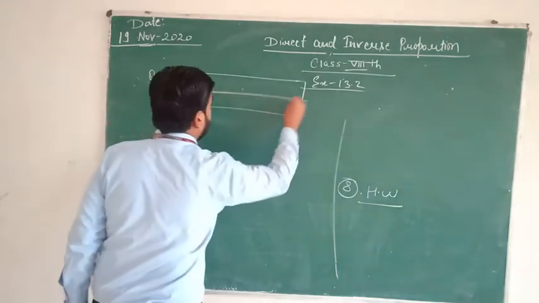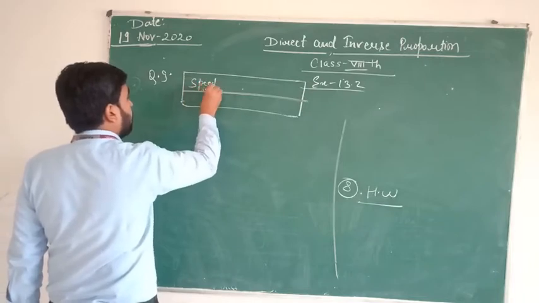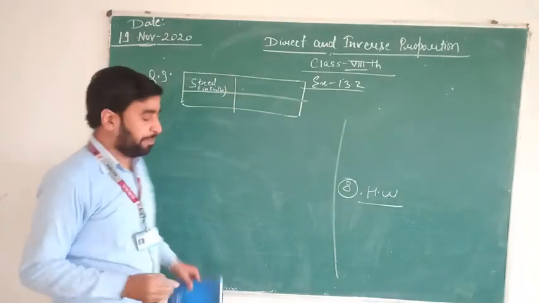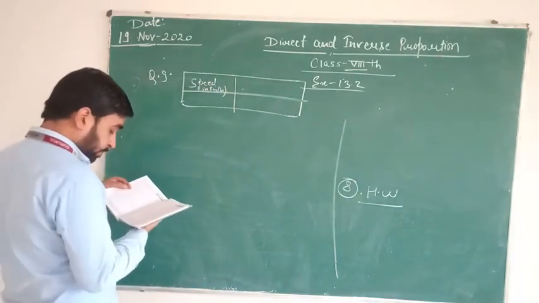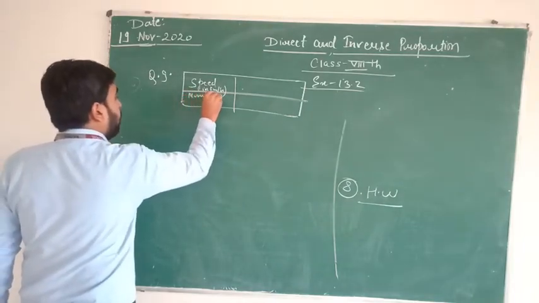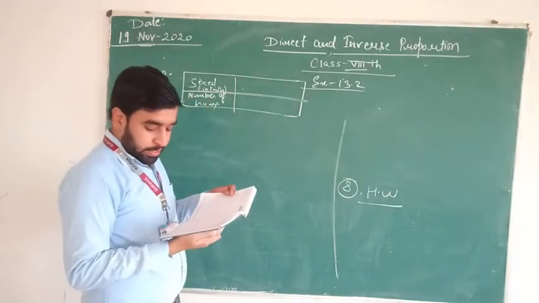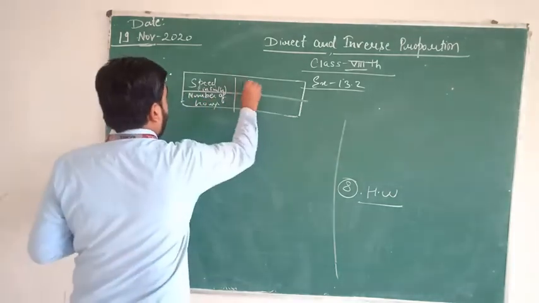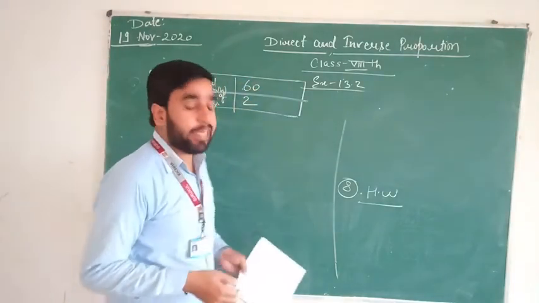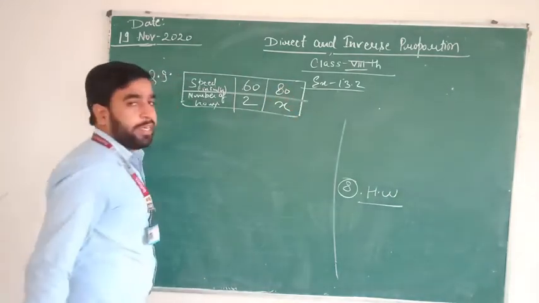Inverse proportion. Here is the speed, that is in kilometer per hour. Always write the unit in this column only. Okay. Now speed is given. Another thing is the number of hours. Fine. So what is the speed? If the speed is 60 km per hour, the number of hours required is 2. If the speed is 80, then what is the number of hours? Let us assume it as x.